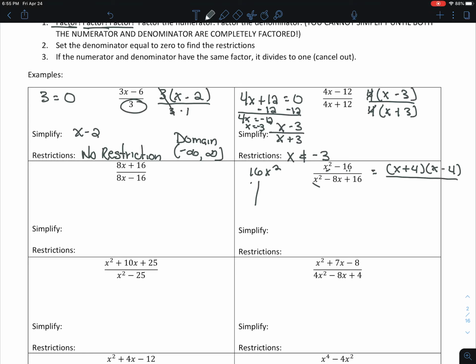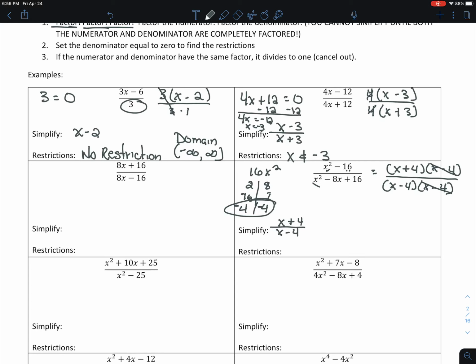So my factors of 16 are 2 and 8, 16 and 1, and 4 and 4. And they both have to be negative. So that's going to be this one. So this will be x minus 4, x minus 4. Okay? So simplifying that, my x minus 4s, because they're the same, they cancel out, they divide to 1, and I'm left with x plus 4 over x minus 4.